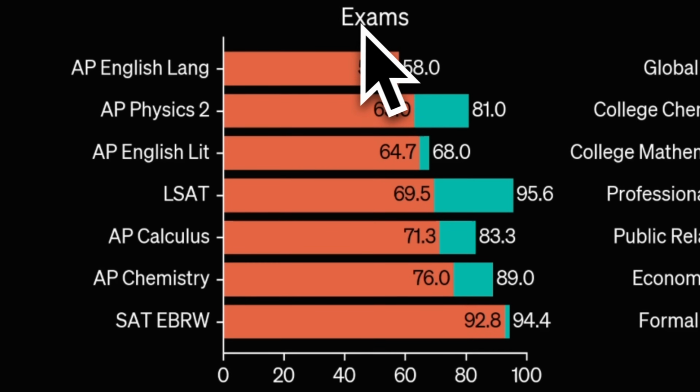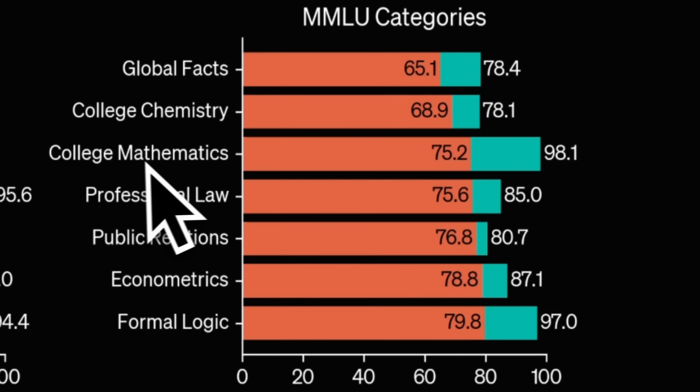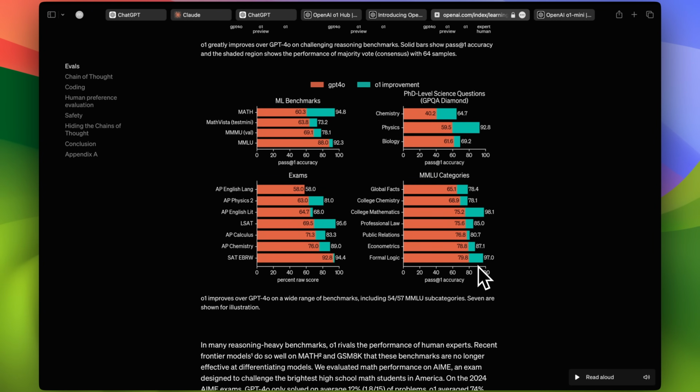Now even in the exams, when it comes to English language there is exactly no difference. The scores are exactly the same. But as I said, in physics, LSAT, calculus, chemistry, all of these we are seeing huge improvements. Same with MMLU categories: mathematics shows the highest difference, and also formal logic. So what we can understand is that in whichever scenarios there are calculations, coding, things like that, you will see a major improvement. But when it comes to English and things like that, you might not need the OpenAI O1 preview model.